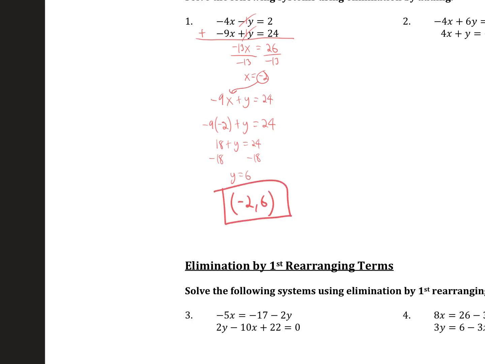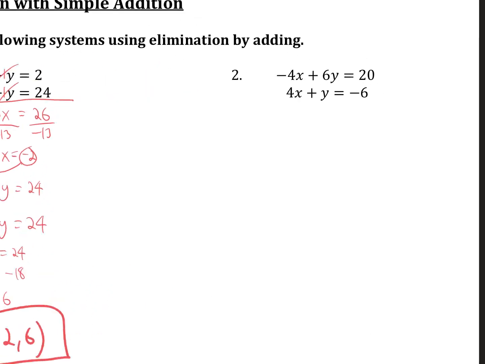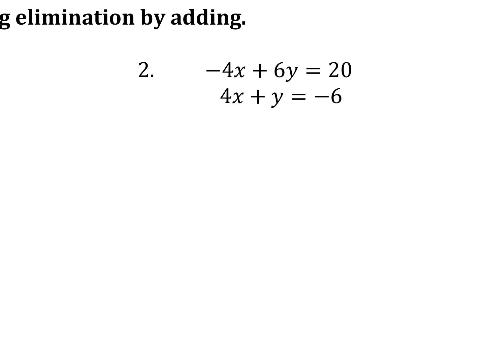All right. And that's how you do it, if everything's all lined up and you have opposites. Why don't you guys go ahead and try number 2, which is very similar. Give it a try. All right, so first thing, do we have everything all lined up? X over x, y over y, constant over constant. We do. Do we have opposites here? We do. We got the negative 4x and positive 4x.